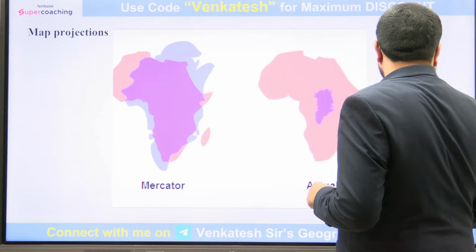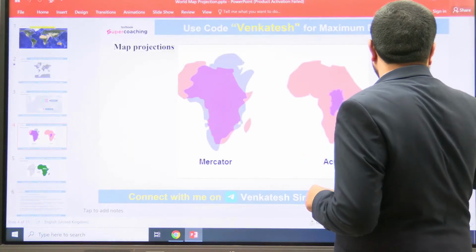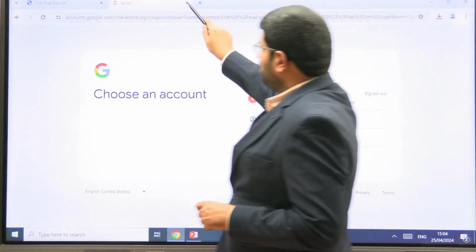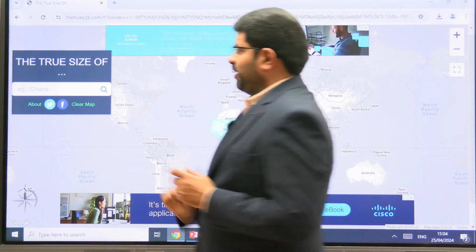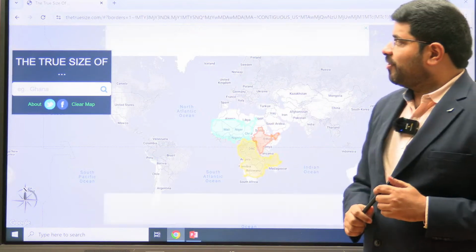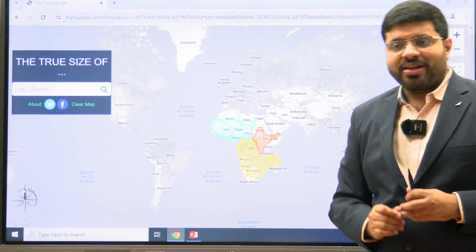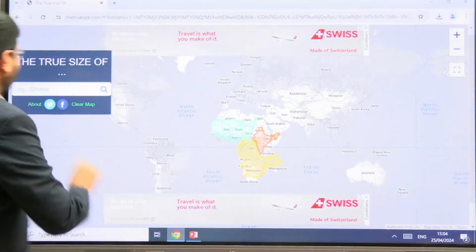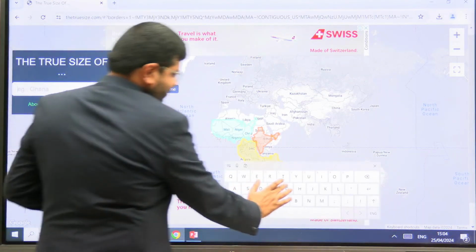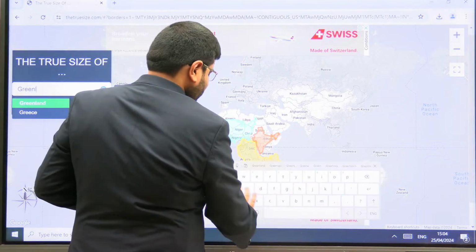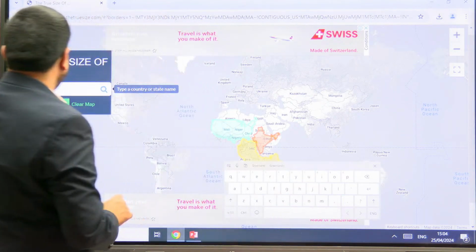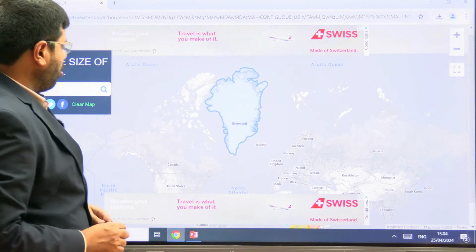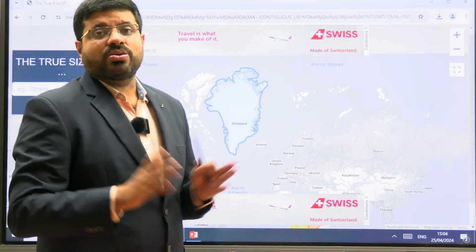To understand the sizes of countries, let us do one observation. There is a website by the name True Size, which tells you the true size of a country. Now let us see the actual size of a country from this. Type Greenland. Okay, Greenland. Look at this. This is the size of Greenland, almost around 2 million square kilometers.